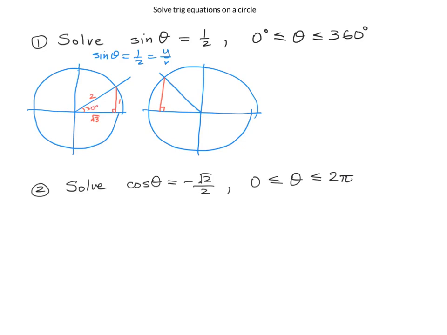Now I go to the other diagram and I get the exact same thing. The y over r is 1 over 2, so the y must be 1 and the r must be 2. And of course I recognize this is a 1, 2, square root 3, but this is actually a negative square root 3 because the x-coordinate is negative. However, the reference angle is still 30 degrees because it is opposite of the 1.